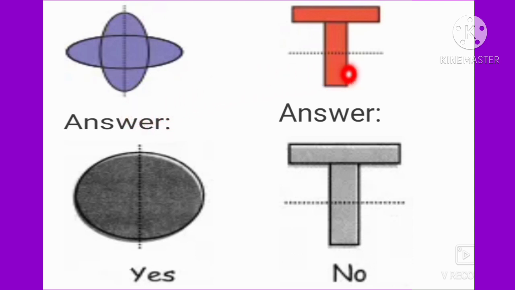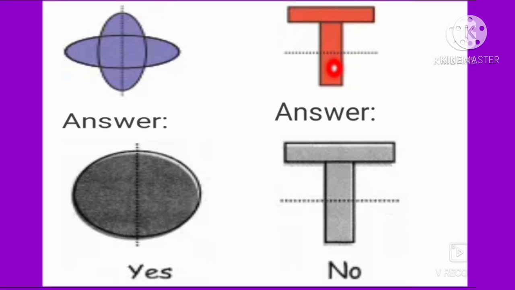And here, what about T? Here a horizontal line is drawn on the letter T, which does not cut the letter into two equal halves. So the letter T is not symmetrical about dotted lines.